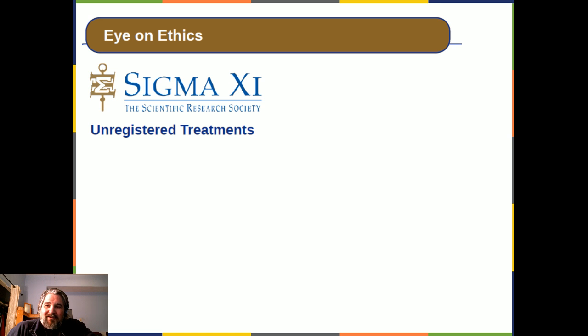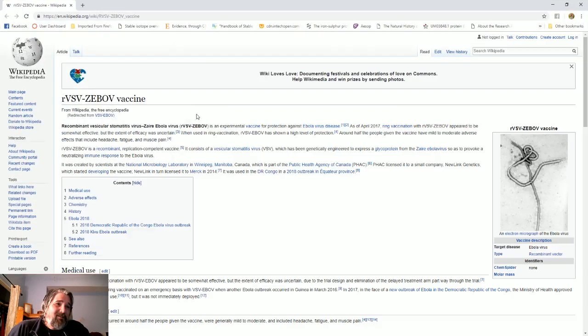Wait, let me make sure there hasn't been something published super recently. Okay, what stage is that one in? So this is good to know. And okay, you know what? Fine, it's Wikipedia. Wikipedia's kind of good for a lot of general information stuff now. We used to poo-poo it a lot in the sciences, say 10, 12 years ago, but we're further down the road now, right? So here is the rVSV-ZEBOV vaccine. Let's see, April 2017. Somewhat effective. Oh, efficacy is not great.